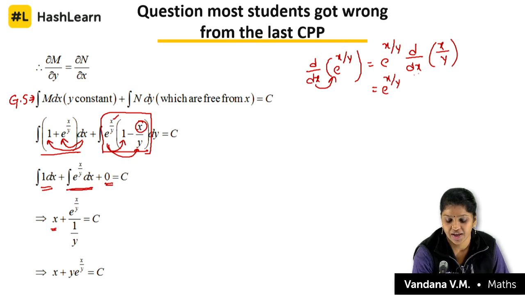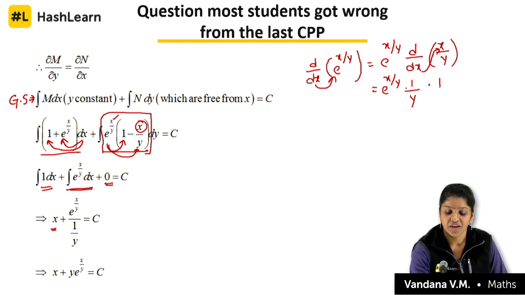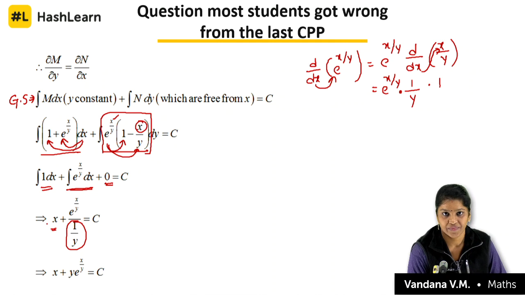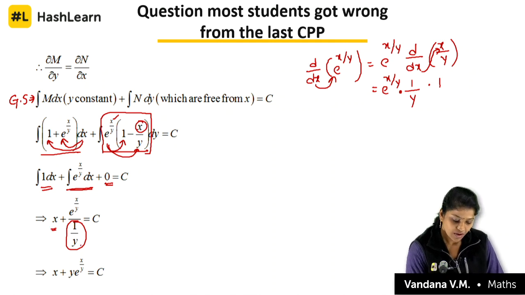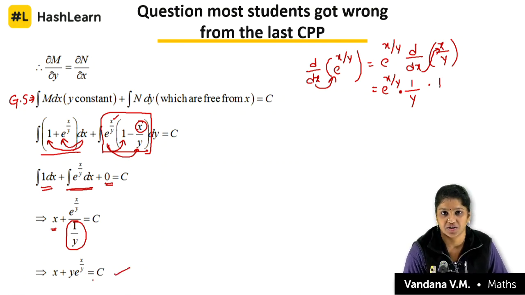E power x by y with respect to x. So 1 by y is constant, into 1 I will get. But in the integration I told you, whatever we are writing, you have to write it as a denominator. Isn't it? Now it goes to the numerator: x plus y into e power x by y is equal to c.